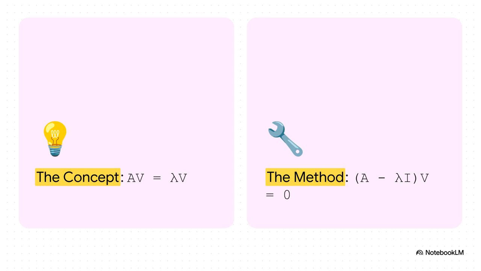So how do we find these things? Well, the idea on the left there, that's the concept. It just says applying the matrix to the vector does the same thing as just scaling the vector. And with a little bit of clever algebra, we can rearrange that idea into the equation on the right, which is the one we can actually use to go hunting for those special eigenvalue numbers.